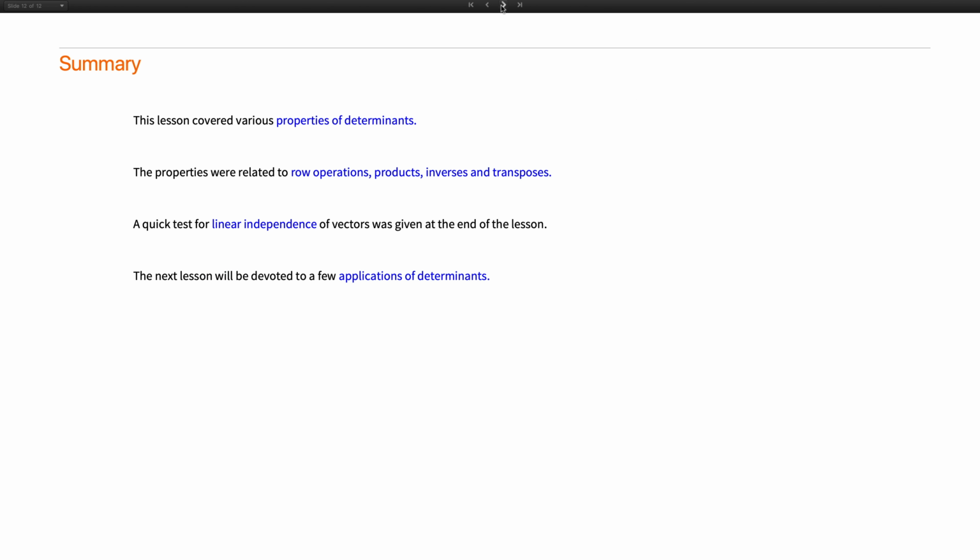Okay, so that brings me to the end of the lesson, and the main point was that this lesson talked about the properties of determinants. And those properties are related to row operations, products, inverses, and transposes. But in fact, we also found a very nice quick test for linear independence at the end of the lesson. So having talked about calculation and properties, we'll now speak about the application of determinants in the next lesson, but that's for another time, and I'll stop over here.